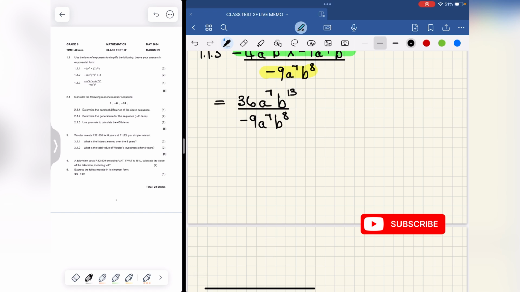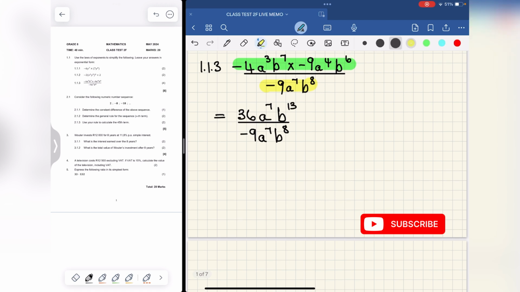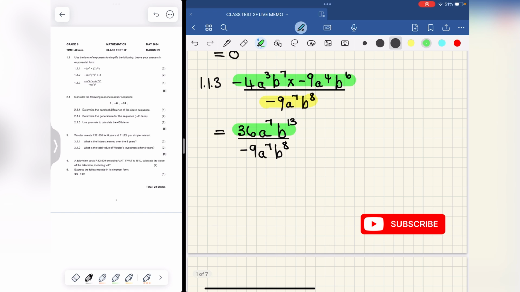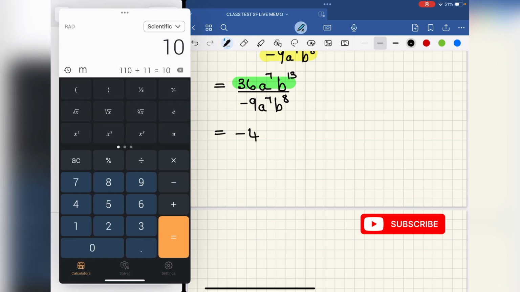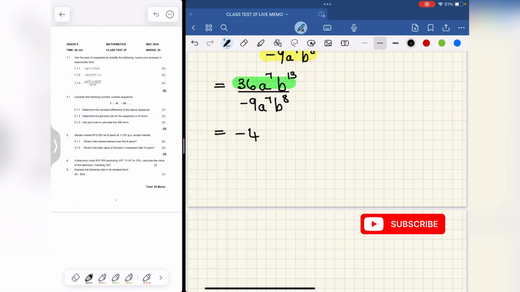Now, again, please do not forget that you still need to divide here. So I've got now a simplified numerator, which is that numerator that resulted from the product in the top there, and I'm dividing by negative 9, a to the power 7, b to the power 8. 36 divided by negative 9 gives us negative 4. Again, just check with your calculator so that you don't do all kinds of weird stuff.